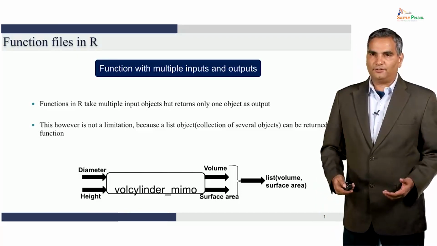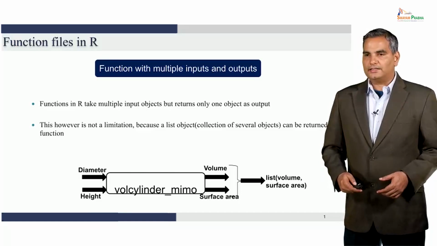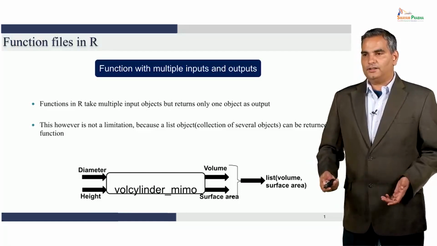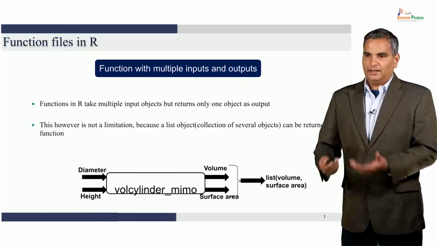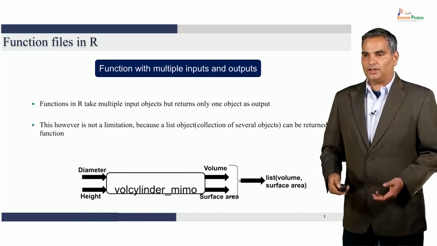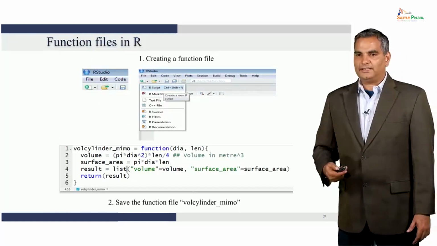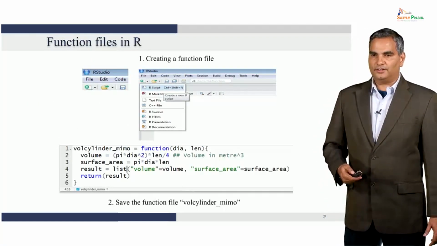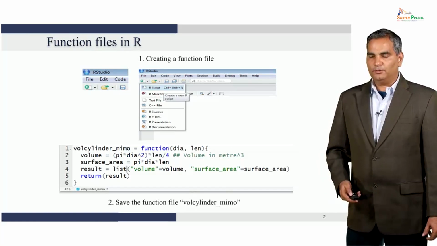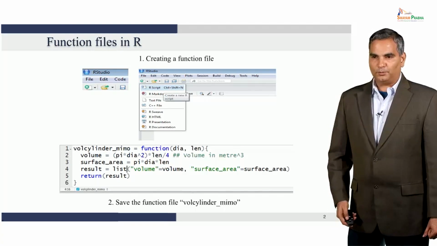You could have multiple outputs sent out from an R function by simply making a list of all the results that you want within the function and sending the list out so that multiple outputs can be seen outside. So we take the same example of volume cylinder, but we have called it volume cylinder underscore memo for multiple inputs and multiple outputs.